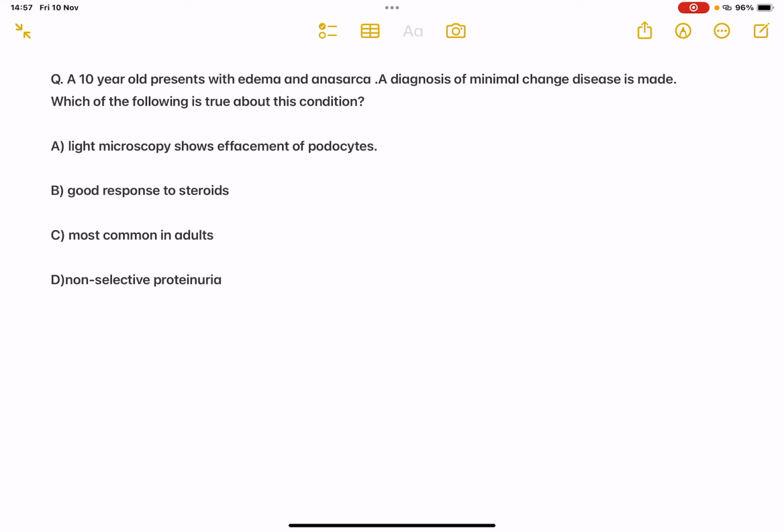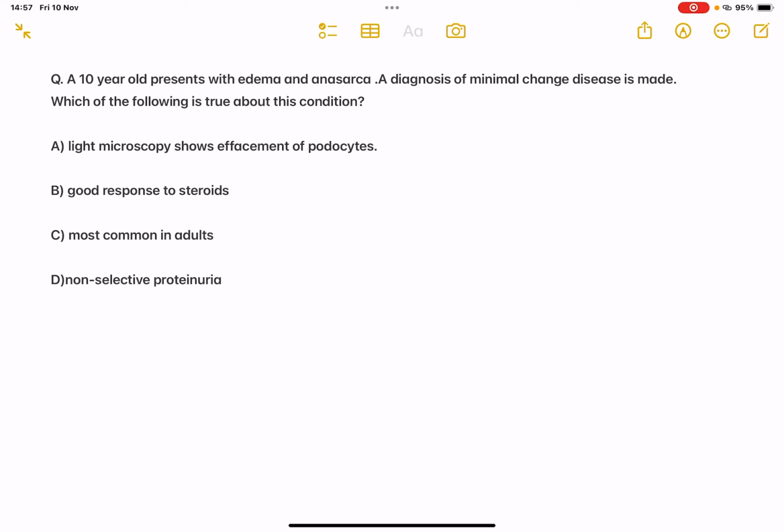So, the question is like this: a 10-year-old presents with edema and nephrotic-range proteinuria. A diagnosis of minimal change disease is made. So, the diagnosis is already given that it is minimal change disease. Now, the question is asked: which of the following is true about this condition? Which of the given statements is right?